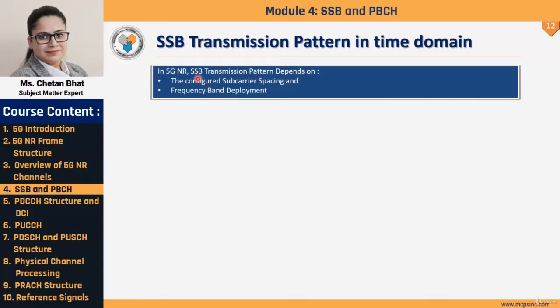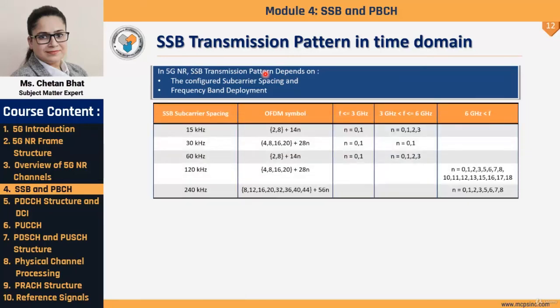Whenever we talk about SSB transmission pattern, it is going to depend upon the subcarrier spacing and the frequency band deployment. Here we already know that we have multiple numerologies for the subcarriers. It can be 15 kilohertz, it can be 240 kilohertz. The position of the OFDM symbols is represented by 2, 8 plus 14N for 15 kilohertz. If the frequency is less than 3 gigahertz, then N equals 0 or 1. And if it is between 3 and 6, then N can be 0, 1, 2 or 3.